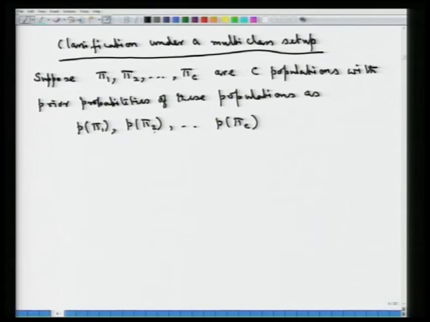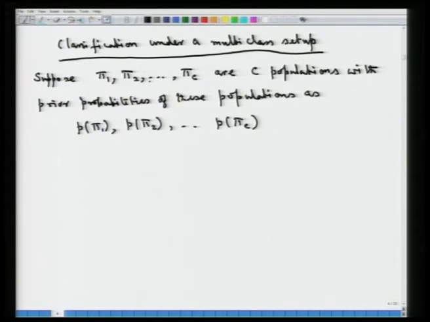They may differ in their mean vector, they may differ in their covariance matrix or any other measure characterizing that particular population. And then these populations have these prior probabilities p pi 1, p pi 2, p pi C, and given a multidimensional observation, we will have to look at which class it is going to belong to. So, we are trying to classify a multivariate observation, a feature vector, into one of these C populations.